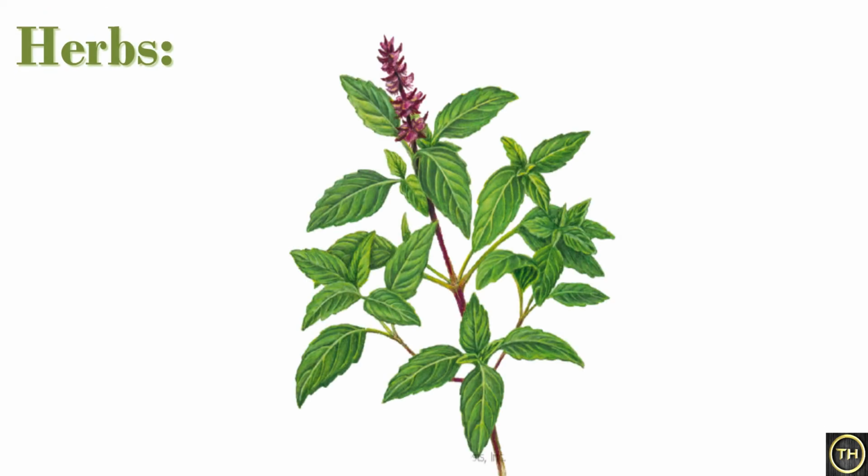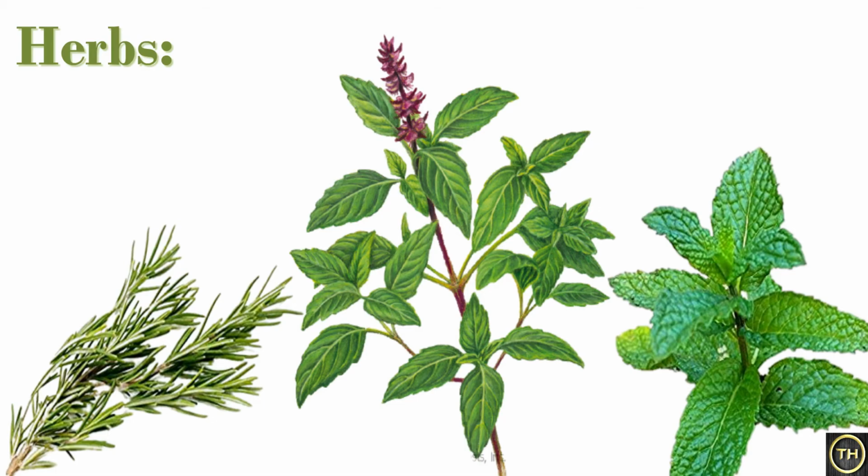Third one, herbs. Herbs grow 1 to 1.5 meters tall. The stem of herbs is green and quite flexible as compared to those of trees and shrubs. Herbs live for a few months or up to 2 years. Examples of herbs are rosemary, tulsi.